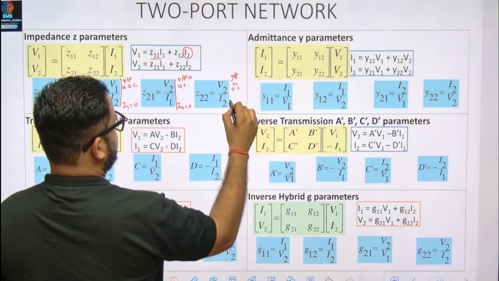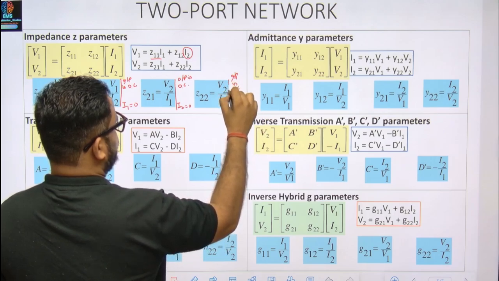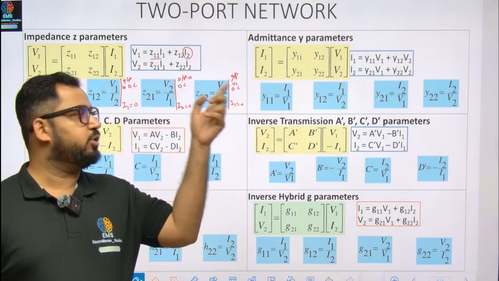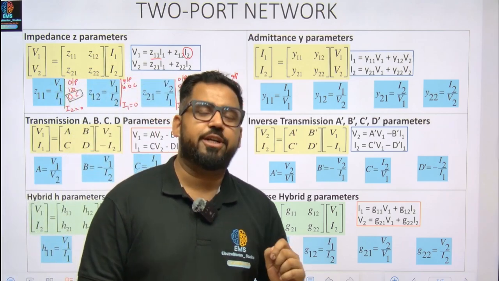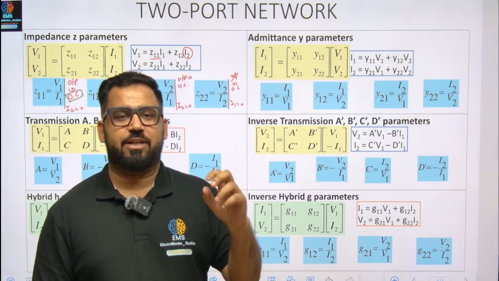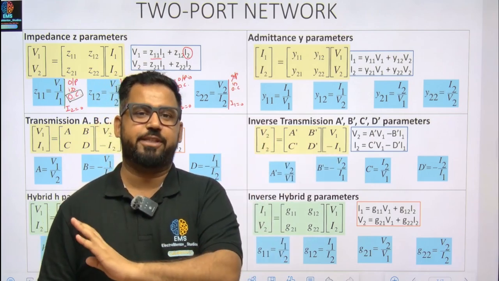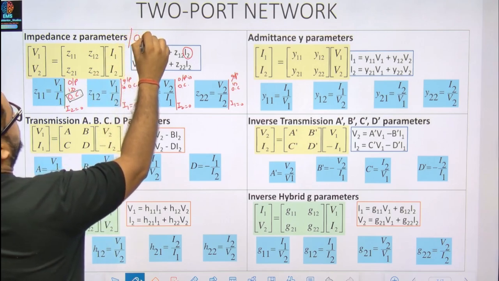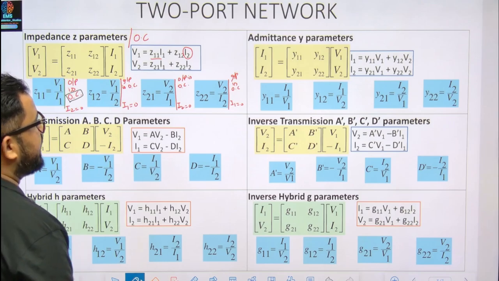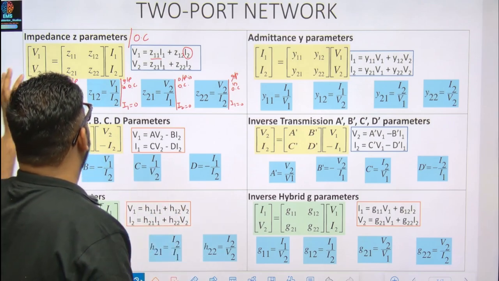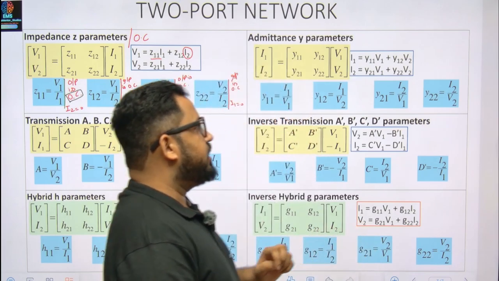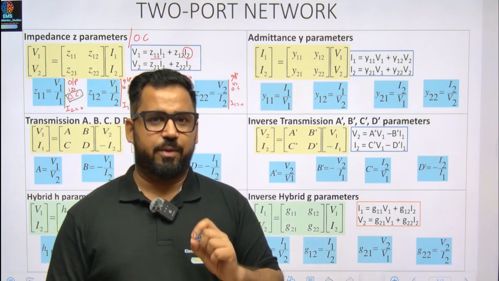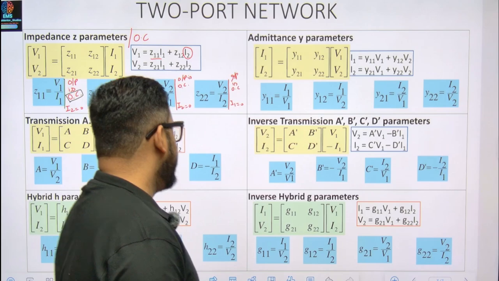Input is open circuit, so I1 is equal to 0. I can calculate. Now if you see, all the 4 Z parameters, Z11 to Z22, have been calculated by opening the circuit. We can have open circuit at input or open circuit at output. Hence Z parameter or impedance parameter is also known as open circuit parameter. Clear everyone? Now there is one more thing, the condition for symmetry and condition for reciprocity. This will be taken care of when we'll be solving the circuits.